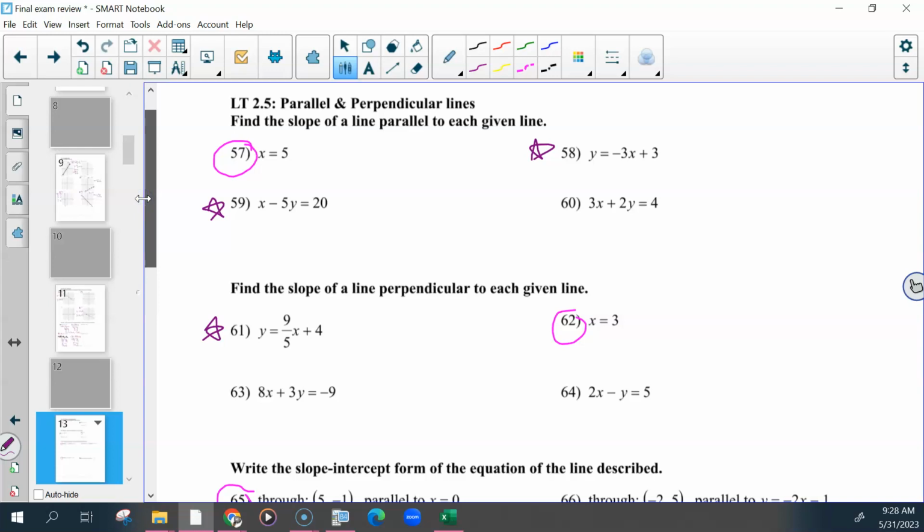So the first section, you were finding the slope that's parallel. Side note, I'm going to put over here: parallel lines have the same slope. They have to be exactly the same, but with a different y-intercept, if we were writing the equation, but this first section doesn't ask for that part. So for 58, what would the slope that's parallel to this be, if it has to be the same?